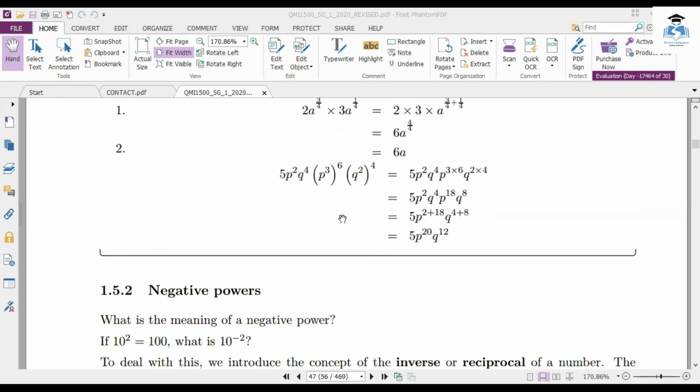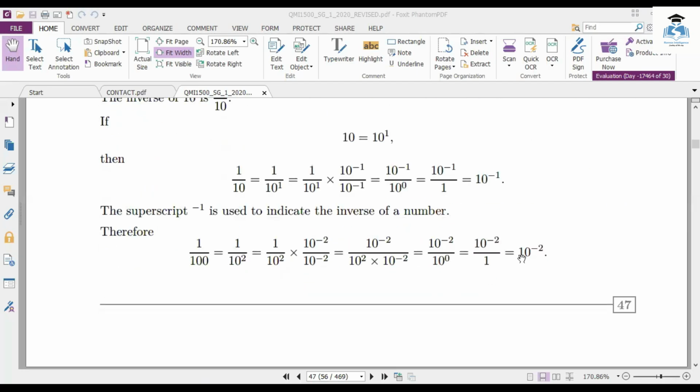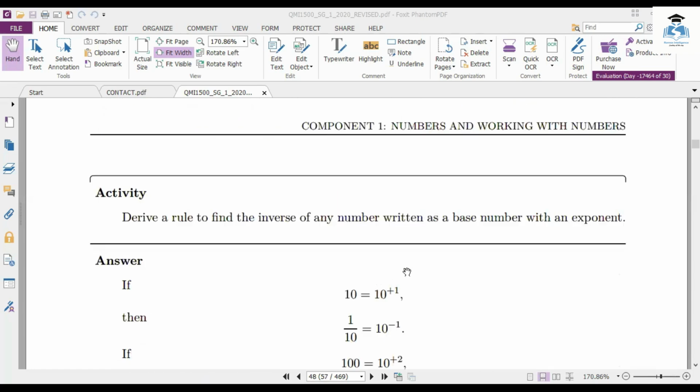If it is equal to 5 marks, you have gotten yourself. Then the negative, remember we said, is 1 over.